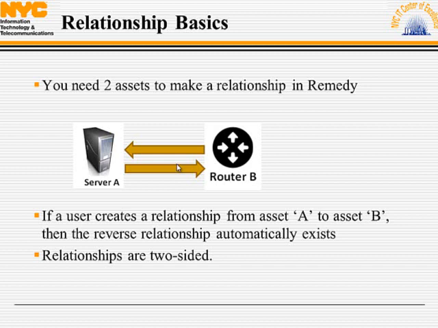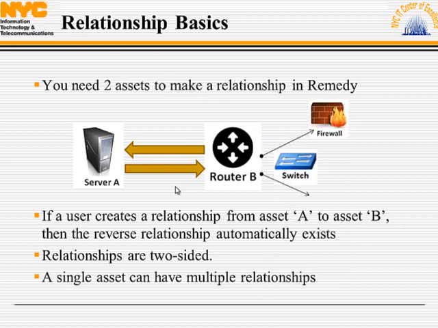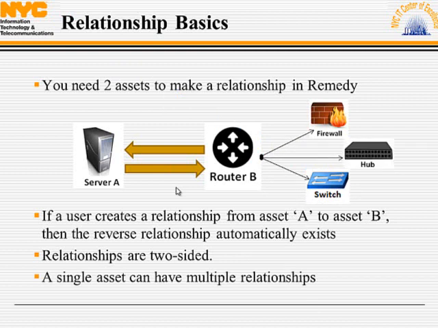Again, they're going to be different than the correct arrows we use for nomenclature. We're going to cover that in a little bit. The other piece here: a single asset can have multiple relationships. All right, so this is a key concept right here. So we have firewalls. Routers are usually connected to many items. So we have routers, you have a firewall, hub, switch. So multiple relationships are possible.